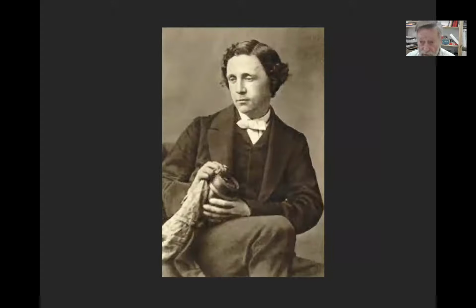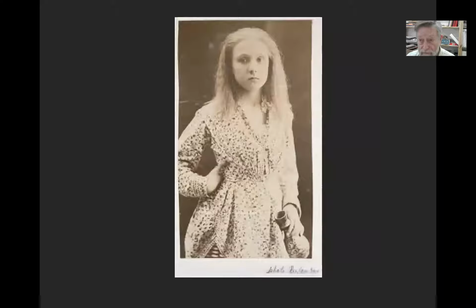That is Lewis Carroll, Charles Dodson, with a piece of fabric polishing a lens. He was also a photographer. Child.